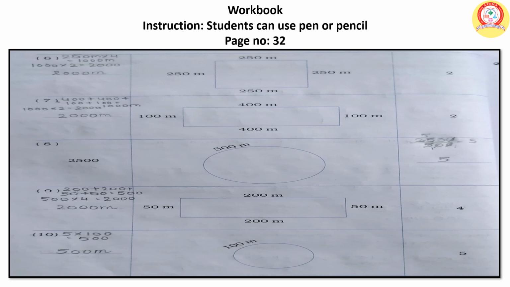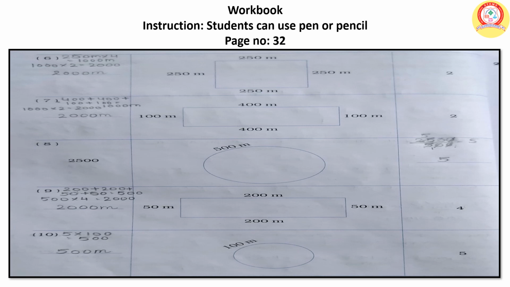In question 8, the distance to be covered is 2500 meter. The distance of the field is 500 meter, as 500 multiplied by 1 is equal to 500 meter. Now we will see how many rounds are required to cover 2500 meter. So we will divide distance to be covered by the length of the round. So 2500 divided by 500, we will get 5 rounds to run to complete the distance.